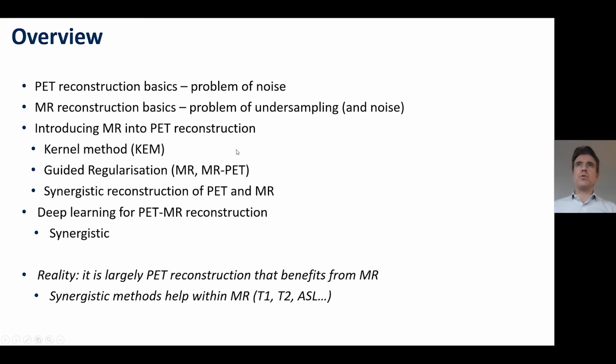But then the real focus of this talk is going to be this series of methods here. So how we introduce MR mainly into PET reconstruction, because it does tend to be a one-way street, really, if I'm being really honest with you. There are some benefits that MR can get from PET, but mainly it's PET benefiting from MR. So I'll talk you through the so-called Kernel method, and then guided regularization methods, making use of MR information, as well as self-guided PET, and then synergistic reconstruction, where we combine the reconstruction of the MR with the reconstruction of the PET simultaneously into the objective function of the reconstruction.